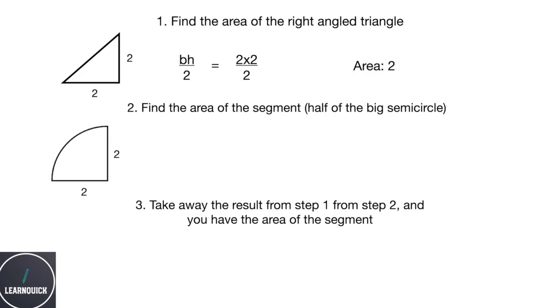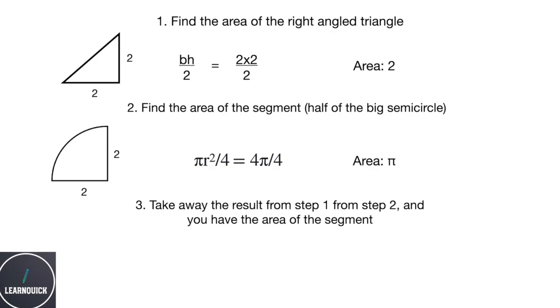Now for step 2, find the area of the segment. Let's draw ourselves the segment, and we have the radii of 2, same radius. Half of a semicircle is half a circle, so half of that will be a quarter of a circle, so the formula would be pi r squared over 4. Inputting 2 as our r, we have 4 pi over 4, giving us an area of pi.